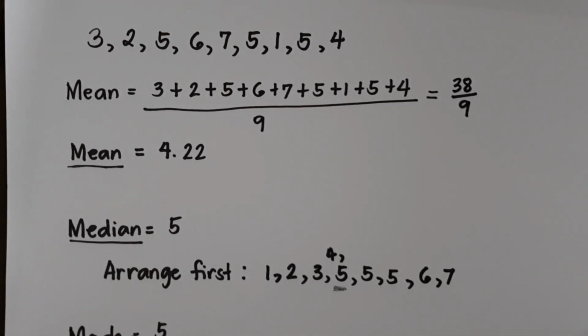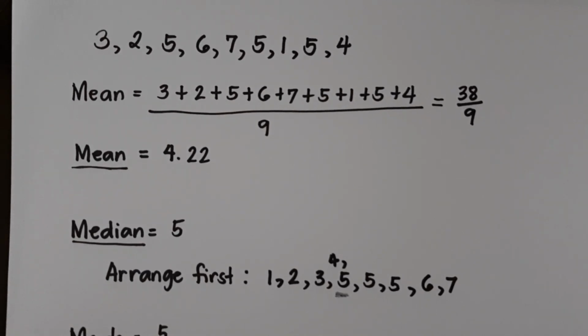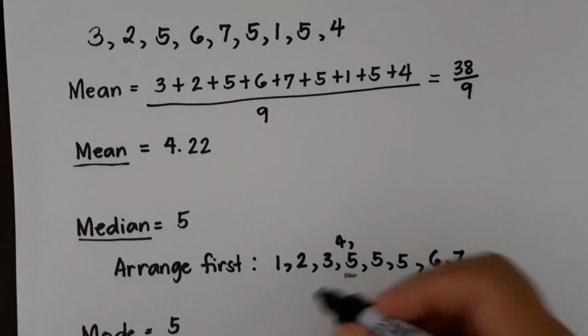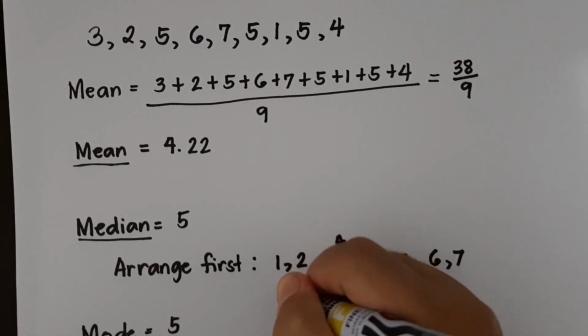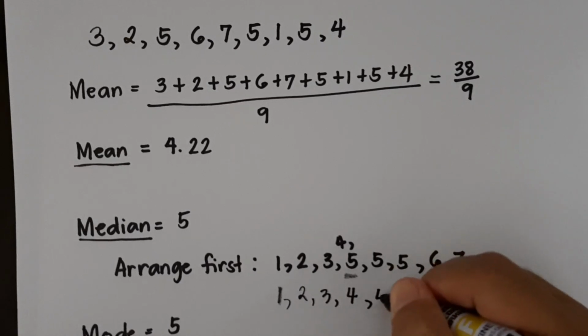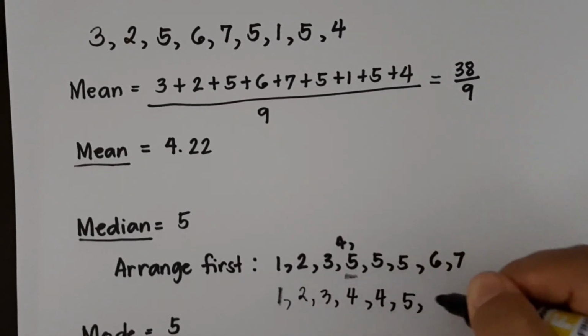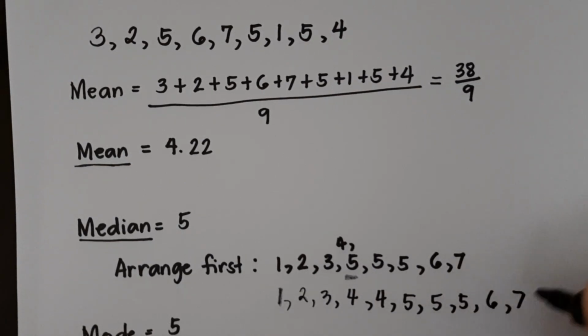Now, what if the number of your data is even? For example, you have one example lang to. So, you have 1, 2, 3, 4, 4, 5, 5, 5, 6, and 7. If you're going to count this, you have 1, 2, 3, 4, 5, 6, 7, 8, 9, 10. So, you have 10. Okay?